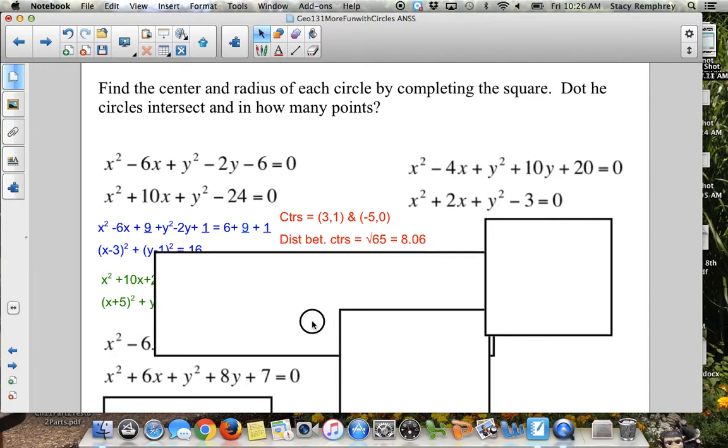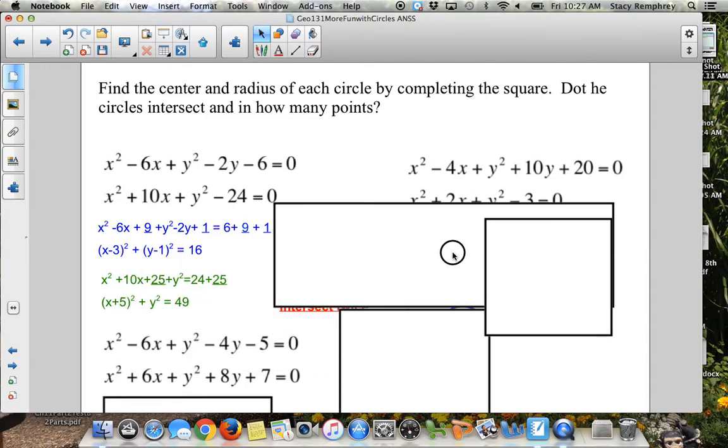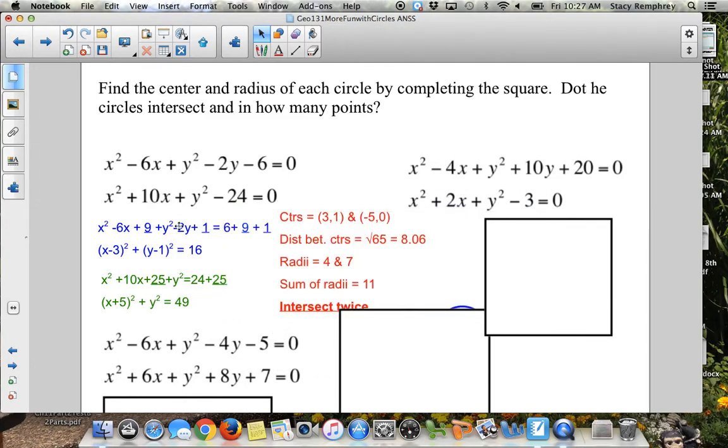So what I did in the first one, let me just explain it all. I completed the square. This is the top equation. I put it in standard form. The bottom equation right here, I put that in standard form. I found the center of each one. I found, using the distance formula, the distance between those centers, and I found the radii of each one. You can see those there.